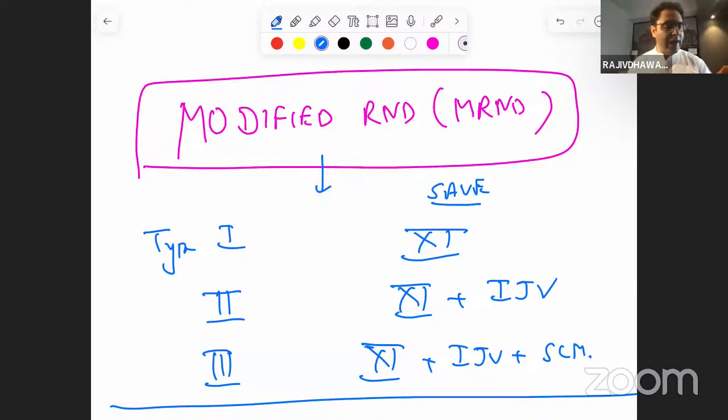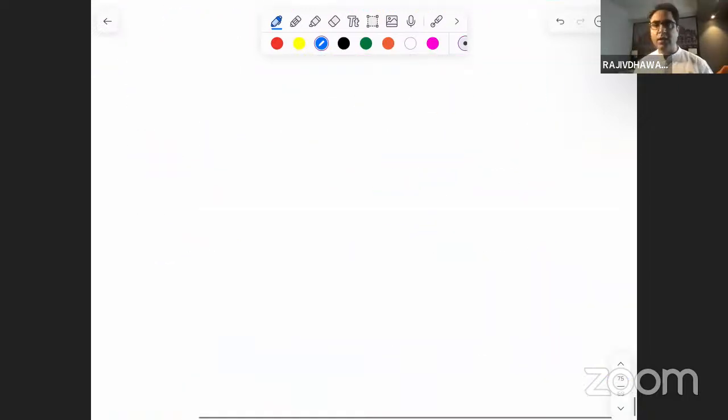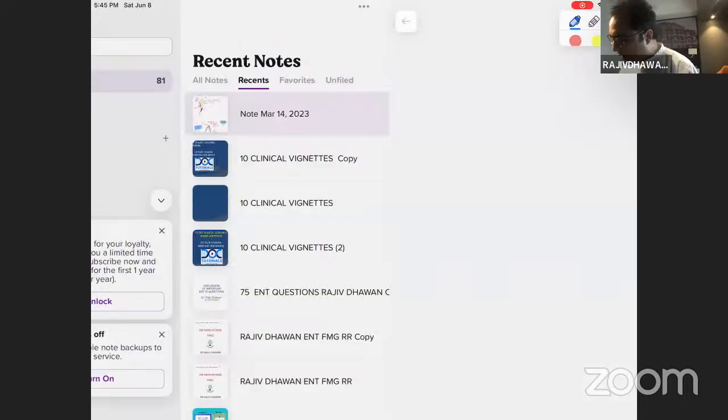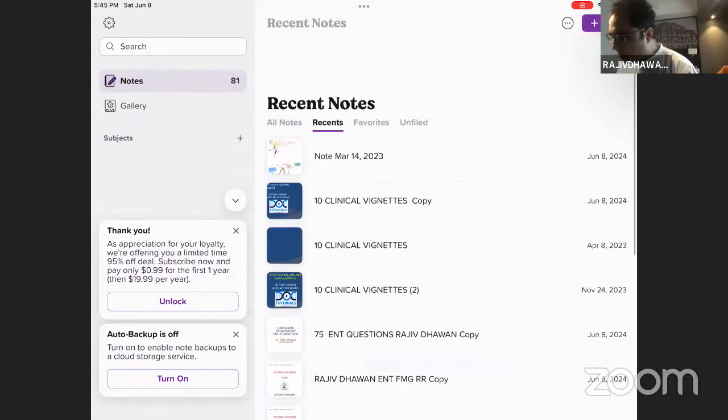Okay, fine. So type 1 is when you do RND, but you save the 11th nerve. Type 2 is when you do the RND, but you save the 11th nerve plus internal jugular vein. Type 3 is when you do the RND, but you save the 11th nerve, internal jugular vein, and sternocleidomastoid muscle, beta.